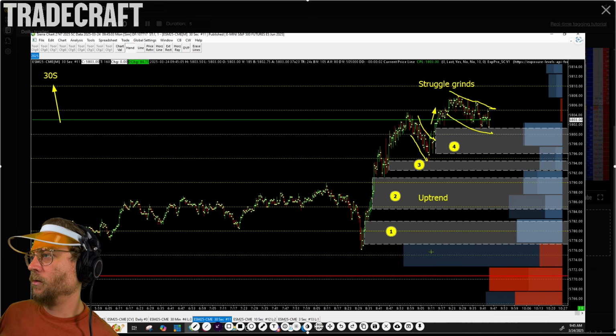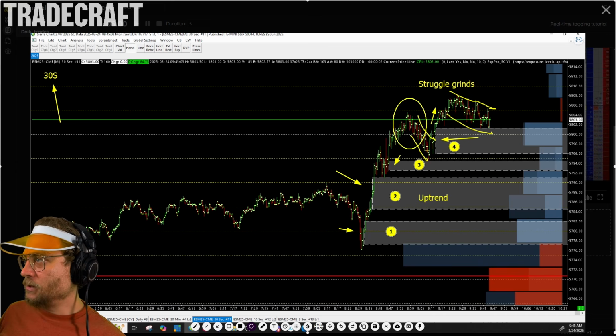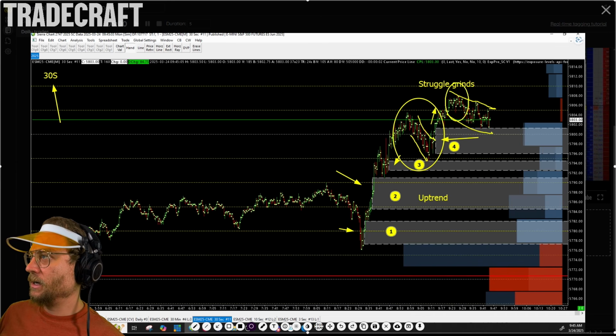So again, we got these 1, 2, 3, 4s. Those are reclaims not being retraced. The price action is leaving naked reclaims behind. Next, we have these things, what I call struggle grinds. You can see how the price action is slanting downward, and then it went up off of this 3.